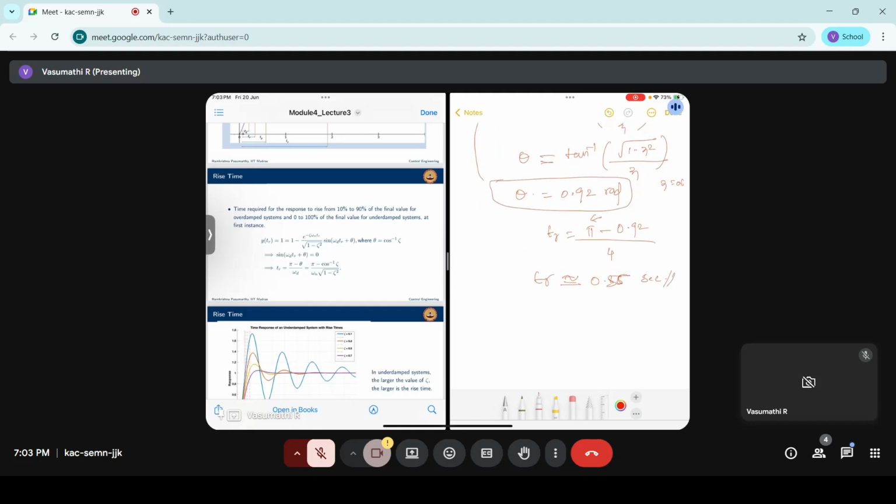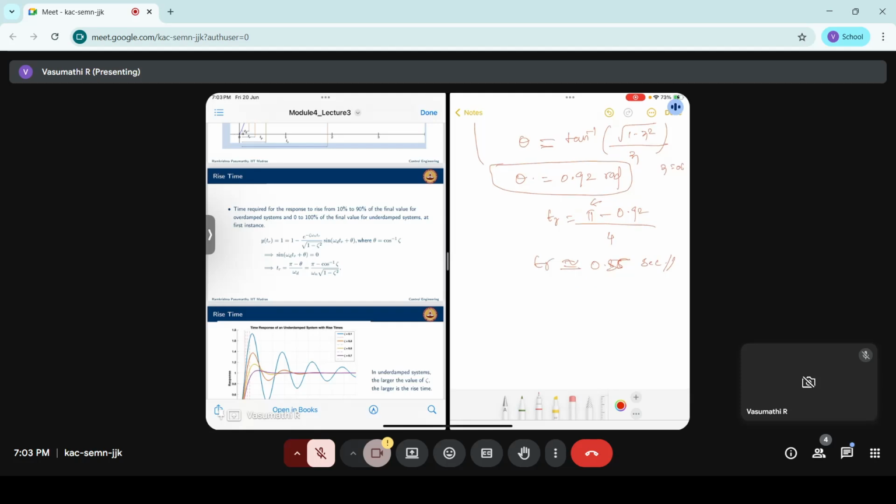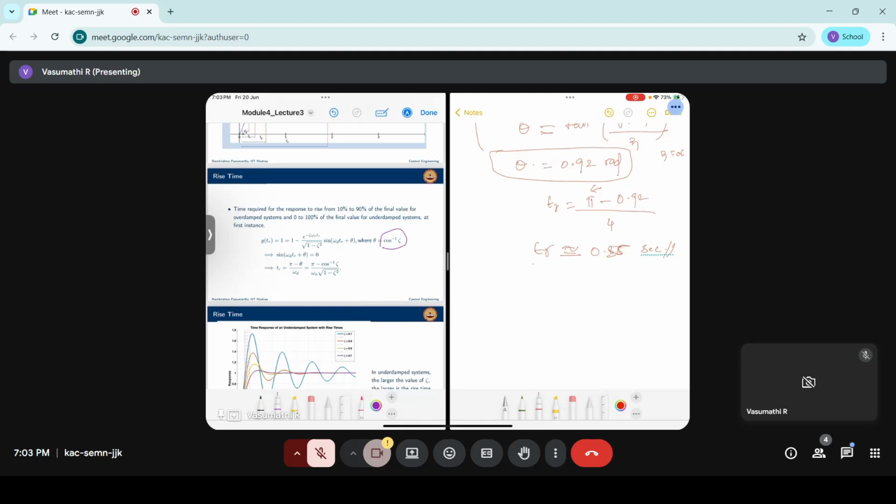Since it's time, don't forget to use the unit, if it is a statement. On the right side of the PDF, theta is also cos inverse of zeta. You can use that also. That will also work. It is easy to use when you are using a calculator. Right. Good. First we found the rise time.